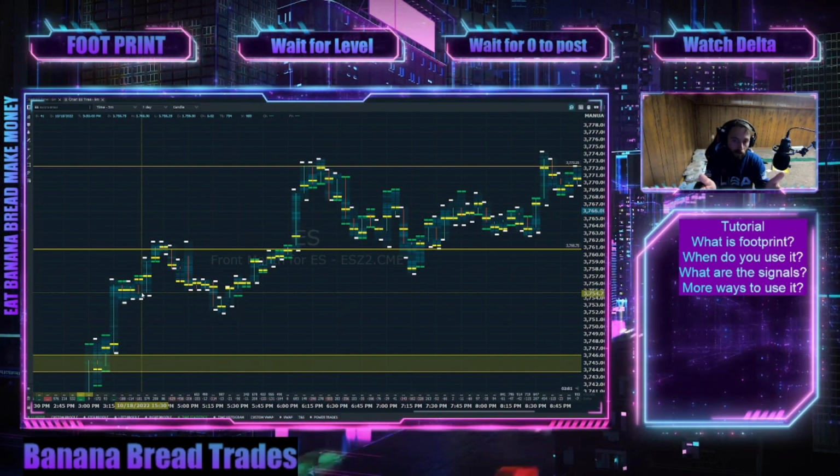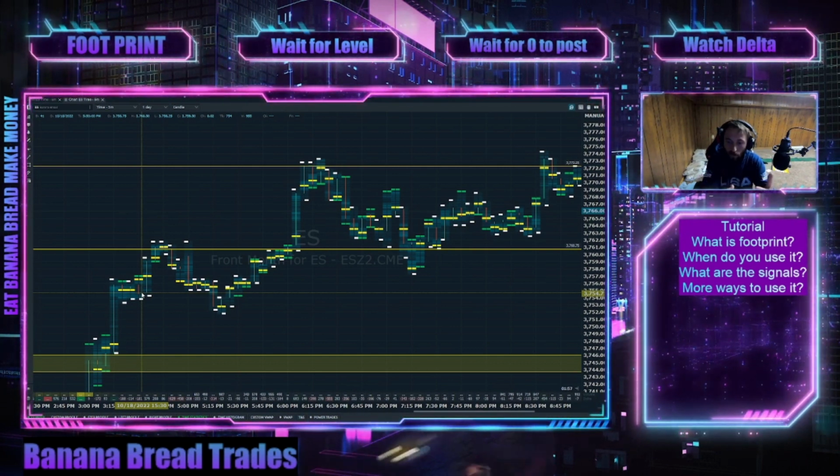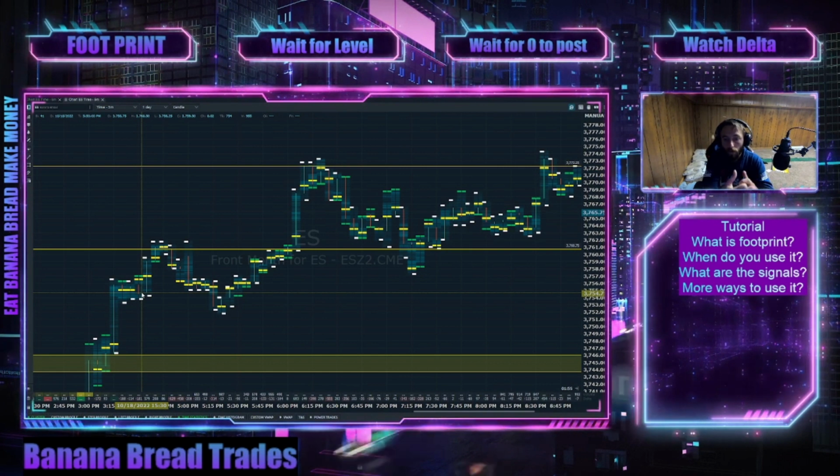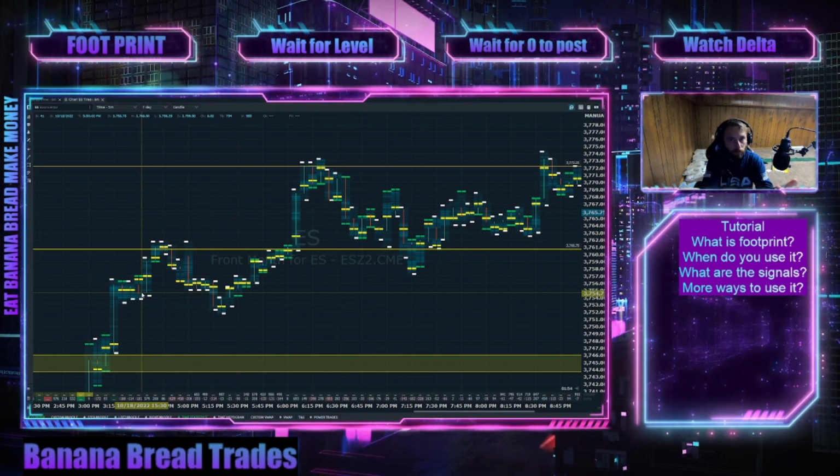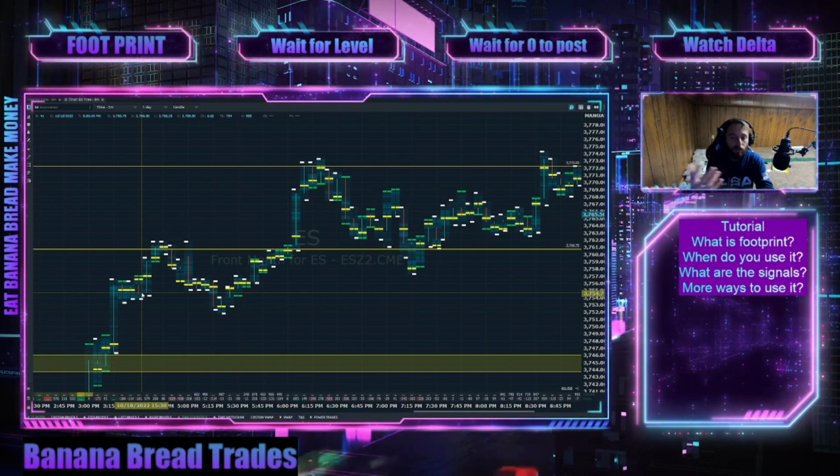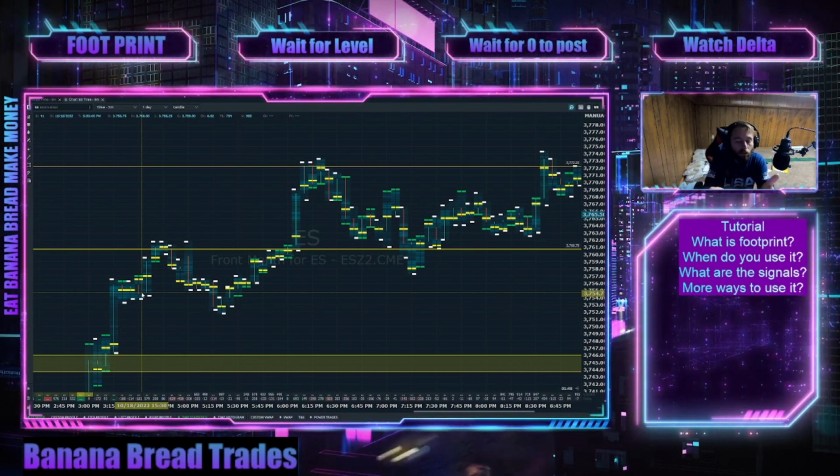Once we get to the level, I'll wait for a zero to post. We get a zero posted. I'll watch delta like a hawk. If delta gives me that confirmation that I want to go long or short, boom, then I get in, I manage my risk correctly, and I hopefully get however many points I'm going for.